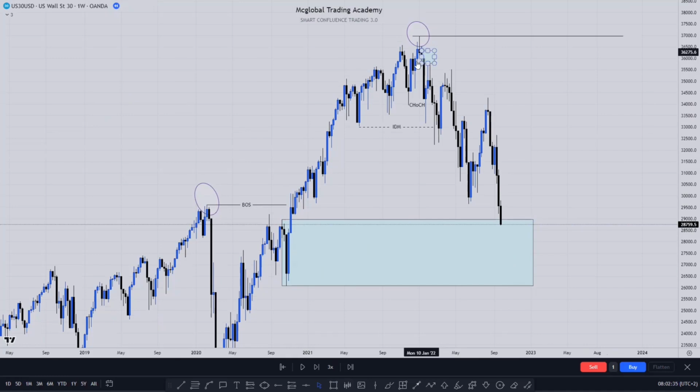Meaning, if you entered those sells in January 2022, after this confirmation, you could have held this trade all the way to September. Imagine: January, February, March, April, May, June, July, August, September.